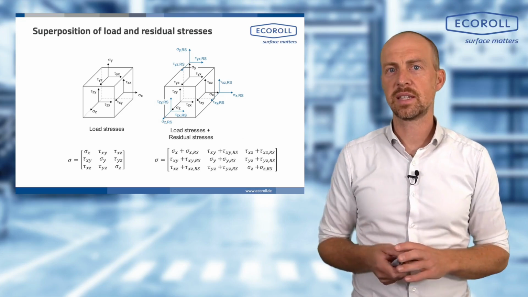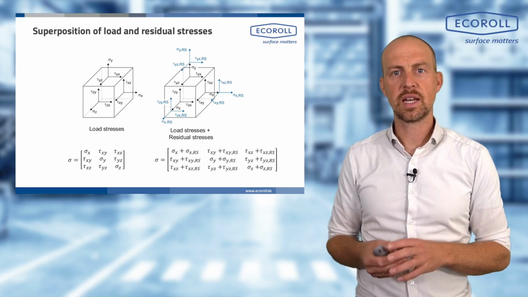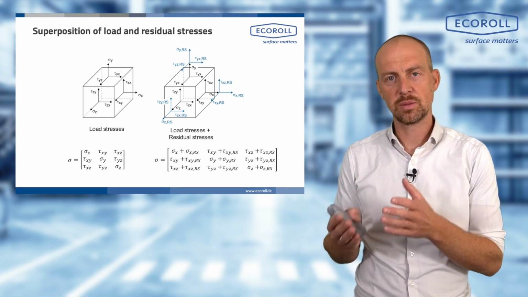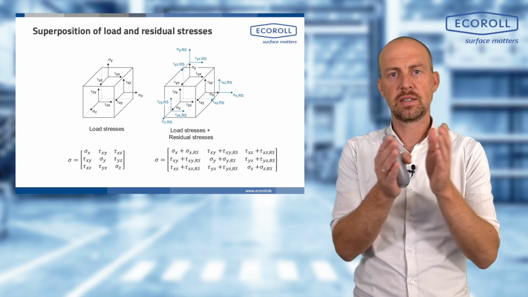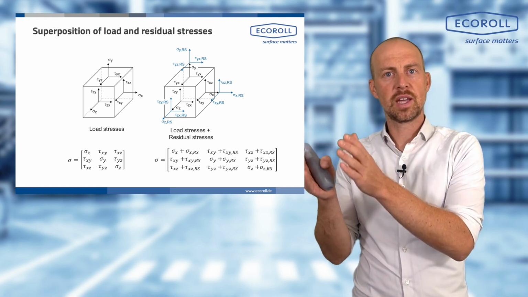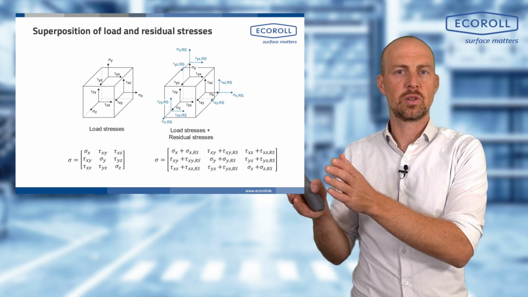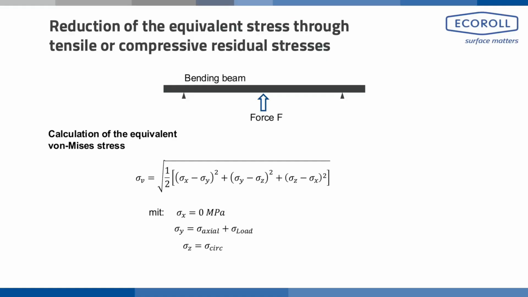I've simply illustrated that here on the right side, shown in a slightly more complicated way. In fact, here it's just sigma x plus the residual stress in the x direction for each individual element. Sigma y plus the residual stress in the y direction. And what effect does that have? I'd like to show that with a small example.